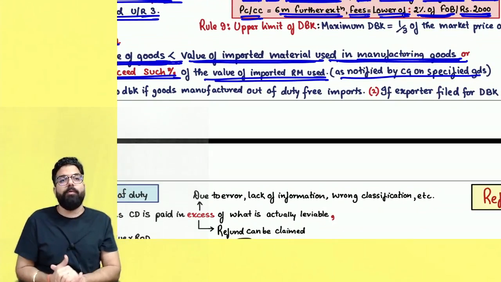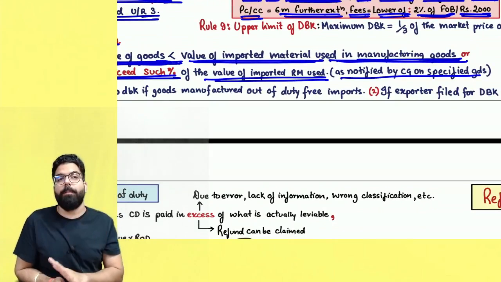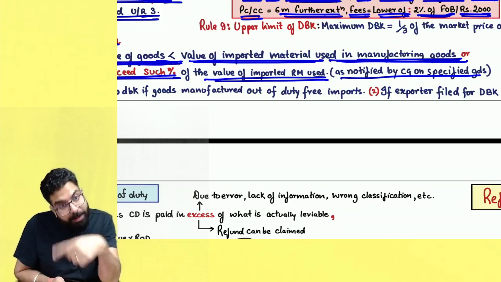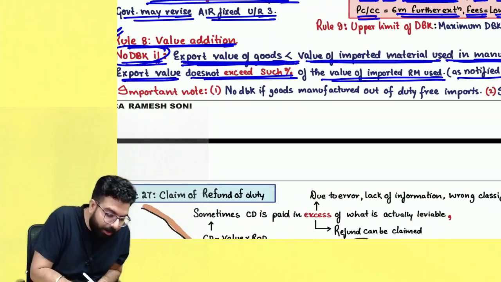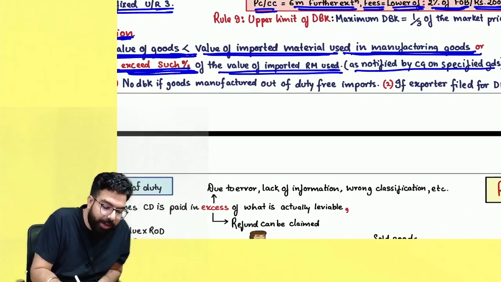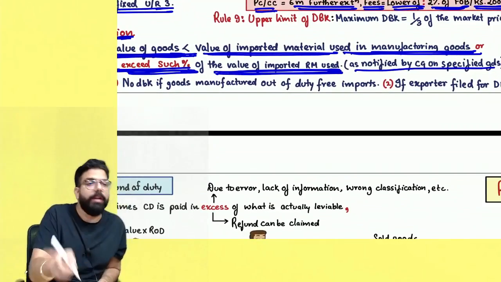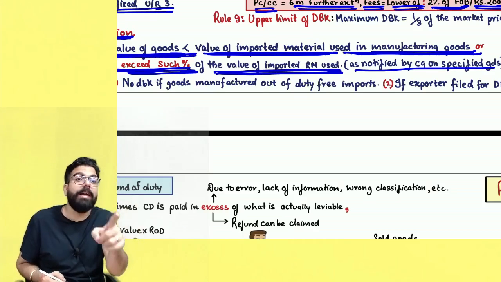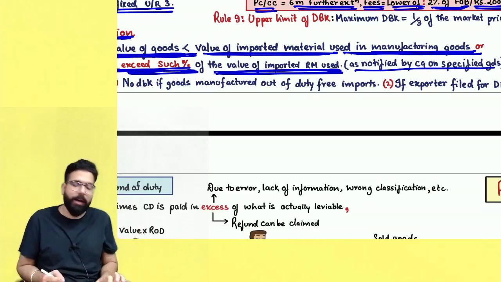Means if the central government has told that value addition should be 20% on the imported material, then the export value should exceed it by at least 20%. If it does not exceed such percentage of the value of imported material used, then you will not be given any duty drawback. It should exceed the percentage which has been specified by the government.